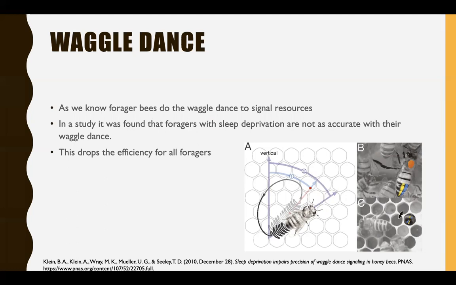So this does drop the efficiency for all foragers as they are misguided to the resources, and this takes more energy and resources from the hive.